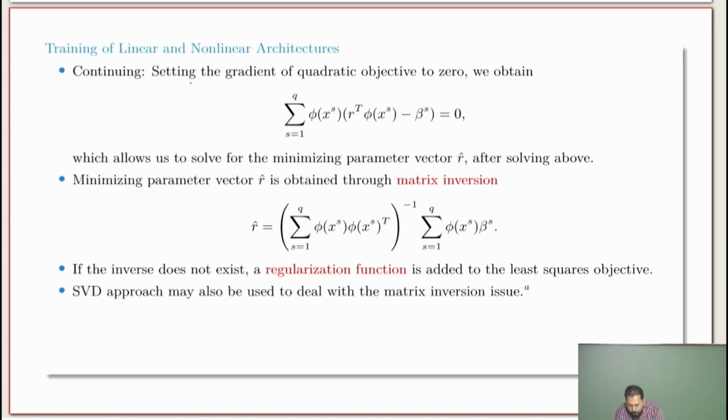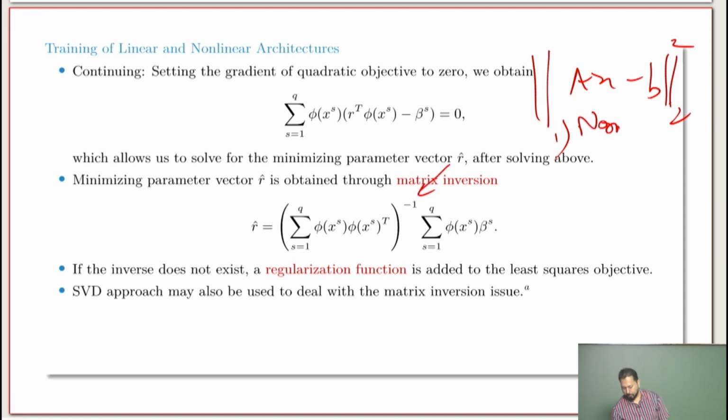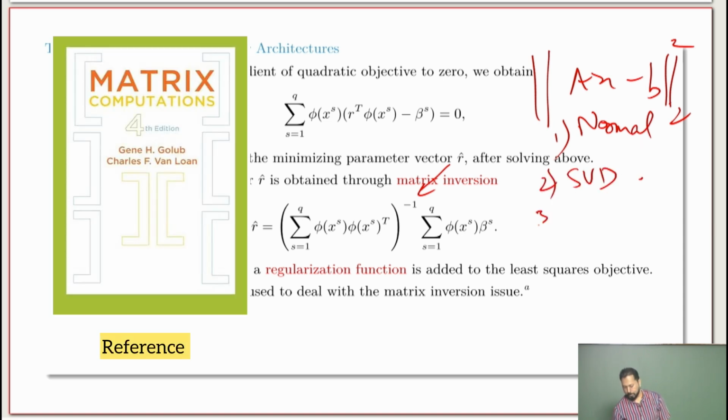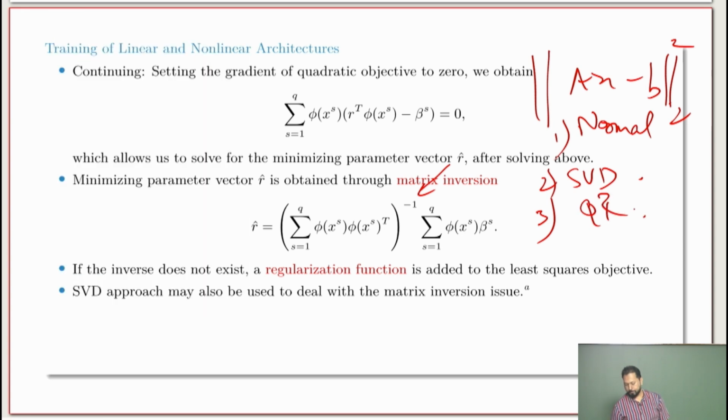It is quite typical to add this in least square. You can also use an SVD kind of approach to solve this. So basically, to solve a least square problem, traditionally you can do it in three ways. The normal equation form is what we did here. It is called the normal equation. Then you can use SVD, then you can use QR. So there are various ways we can solve this problem.